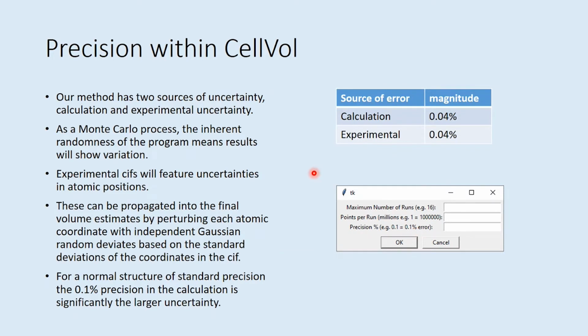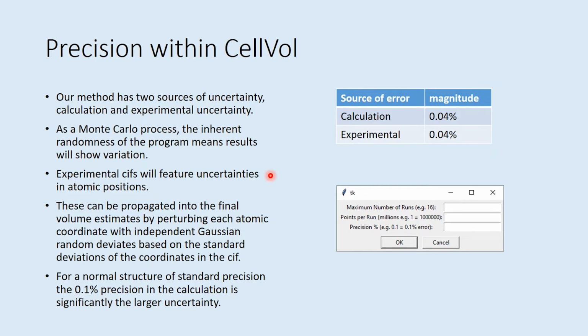Through running these repeats on the same structure, we can see here the error we achieved for glyphosate at ambient pressure. I'll talk about glyphosate a bit more later. We achieved a 0.04% error, relative to the network volume variation through these repeated runs. Of course, there will also be experimental uncertainties, and these come from uncertainties in atomic positions within your CIFs. If you have DFT structures, this won't be relevant, but we can propagate these into our overall calculation as well.